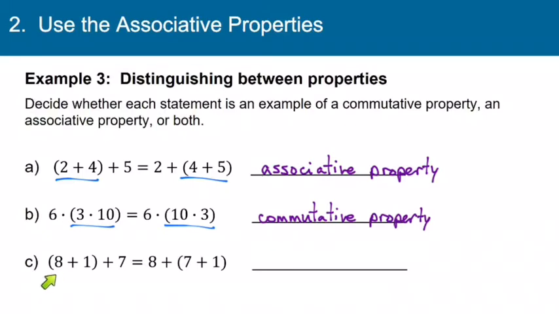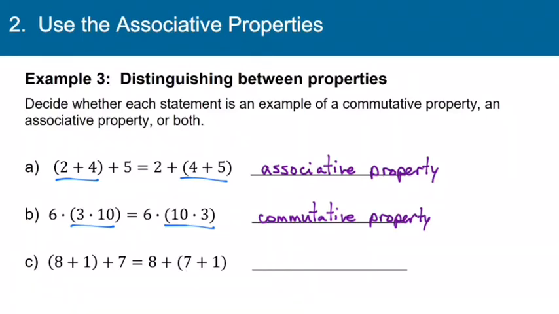Here we have parentheses 8 plus 1, close the parentheses, plus 7. And that's equal to 8 plus parentheses 7 plus 1. Now ask yourself if the order of the numbers has changed. Here we have 8, 1, 7. And on the right we have 8, 7, 1. So definitely the order has changed.